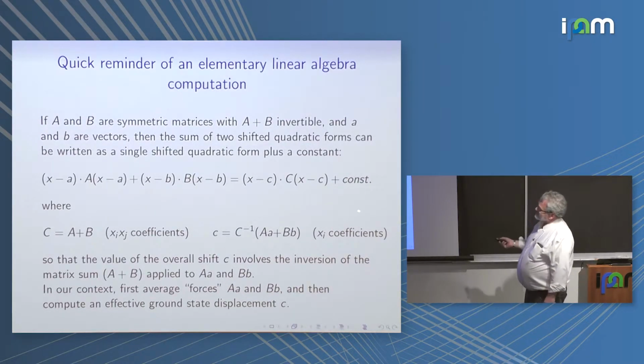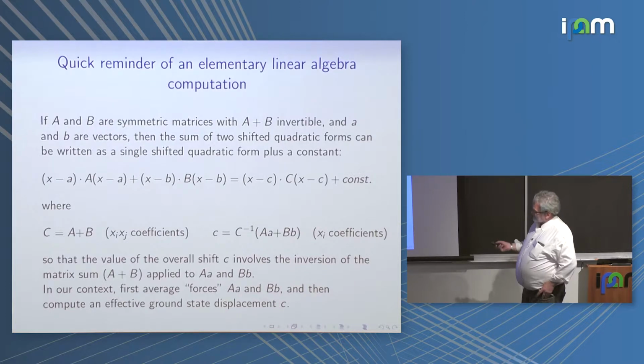But this is actually an interesting computation. Linear algebra is a cool thing. So A and B are symmetric, invertible matrices, and a and b are vectors. If you sum two quadratic forms like that, it's a quadratic form. So you can write it as this, but of course this vanishes when x equals b, and that vanishes when x equals a. If a isn't equal to b, this can't vanish, so you have to have a constant like that.